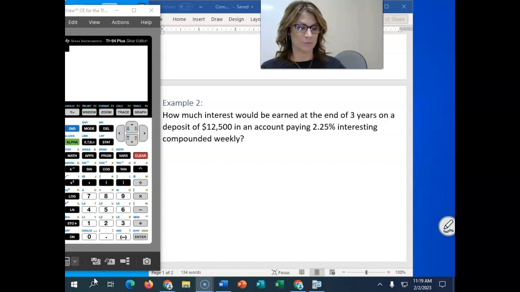Okay, let's do a second problem. How much interest would be earned at the end of 3 years on a deposit of $12,500 in an account that pays 2.25% interest, compounded weekly?